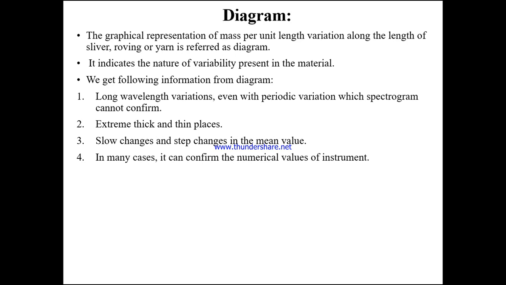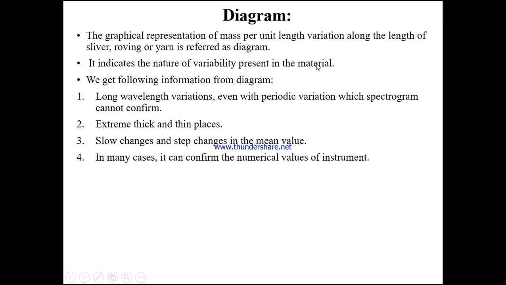Then come to another parameter which is called diagram. So diagram is different from the spectrogram. Diagram is a graphical representation of mass per unit length variation along the length of the sliver, roving or yarn. So it's a mass per unit length variation. It's not amplitude. In the spectrogram, it was amplitude versus the length of the specimen. In the diagram, it is the mass per unit length variation versus the length of the specimen. It indicates the nature of the variability present in the material.